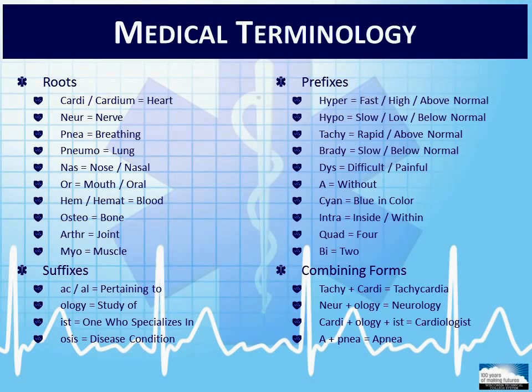For instance, hematoma is a common medical word used in EMS. Hemat refers to blood and oma means tumor. Thus, hematoma is a tumor, a swelling or growth containing blood. Hematoma is a fancy way of saying bruise.